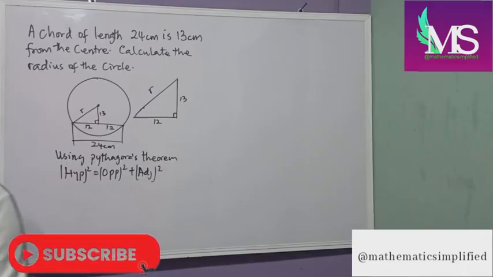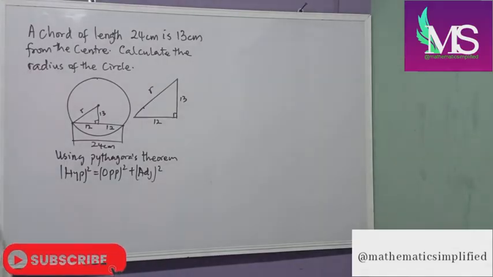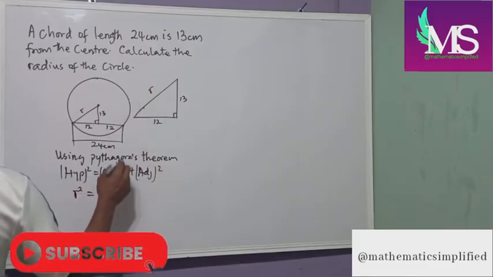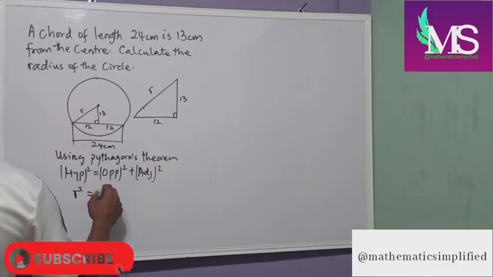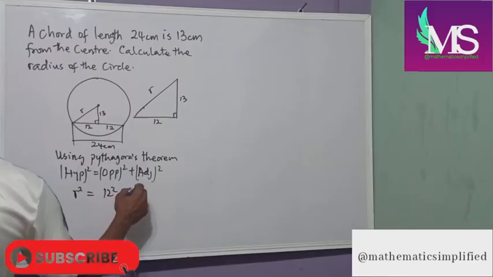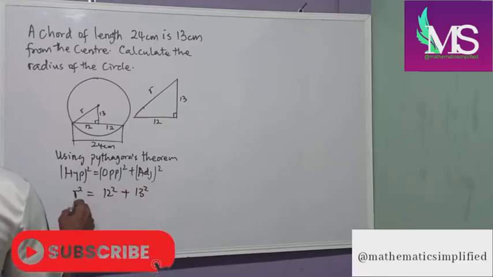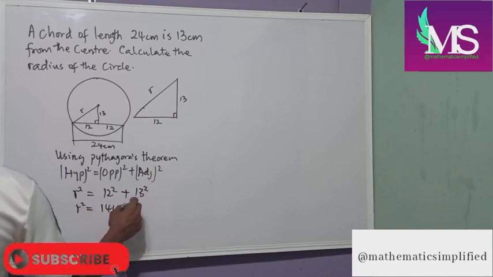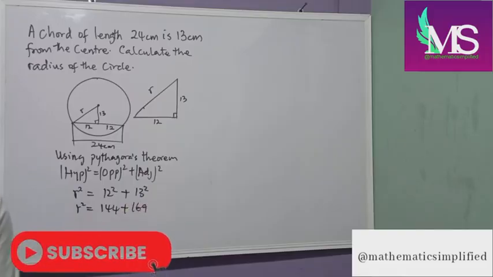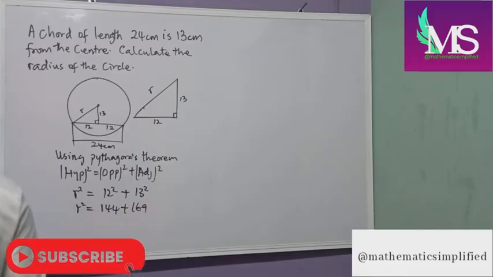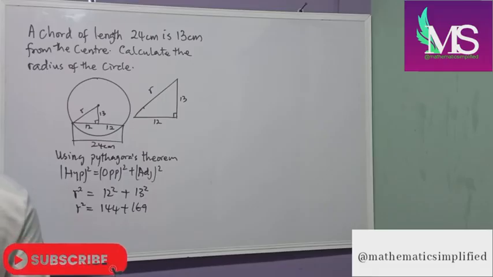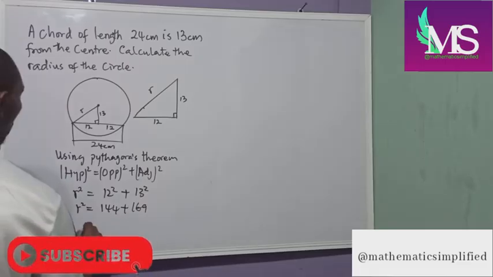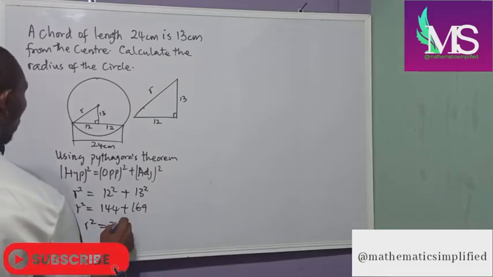Bearing in mind that all these are in a right angle triangle. Now, our hypotenuse at this moment is r squared. Opposite is 12 squared plus 13 squared. Okay, so r squared equals 144 plus 169. So 144 plus 169 will give us 313. So our r squared equals 313.